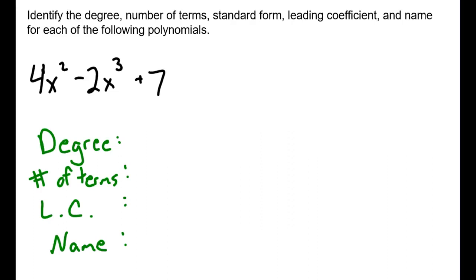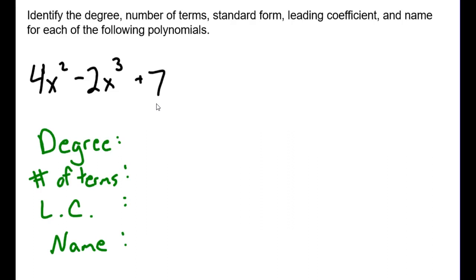In the next example, we want to identify the degree, number of terms, standard form, leading coefficient, and name for each of the following polynomials. First polynomial we have is 4x squared minus 2x cubed plus 7. The easiest thing to do is first write each polynomial in standard form. It's going to be easier to identify the degree and leading coefficient.